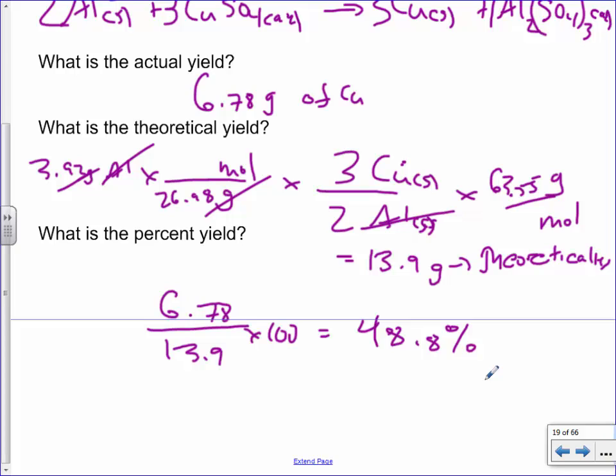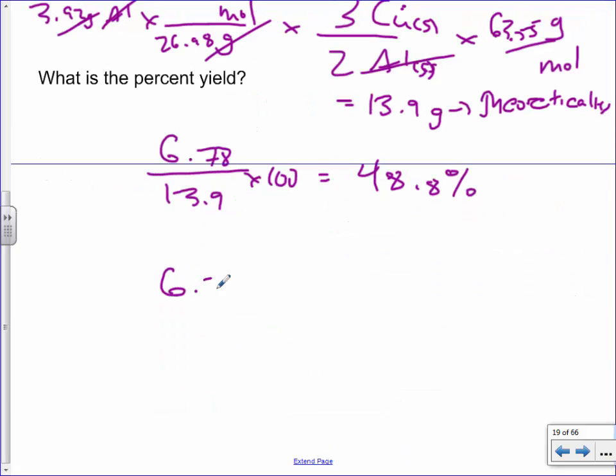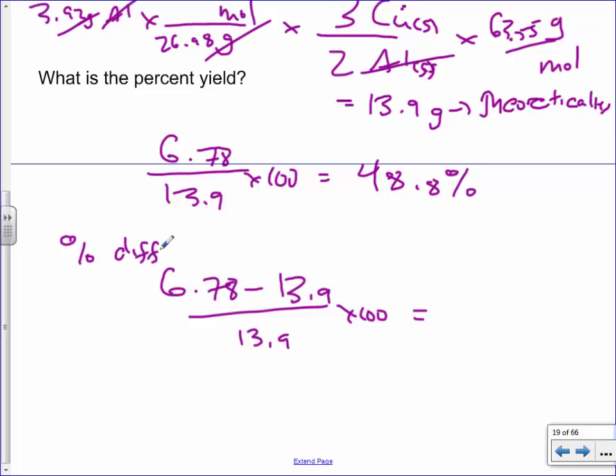Under 50. I mean, if we were to calculate a percent difference, why don't we do that too while we're here? A percent difference would have been 6.78 minus 13.9 divided by 13.9 times 100. Could someone maybe do that one for me real quick? This was the percent difference. This is the percent yield. Make sure the top goes in brackets and you calculate it first before you divide by the 13.9.